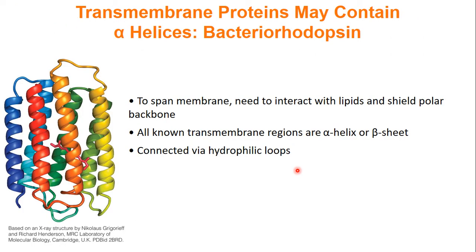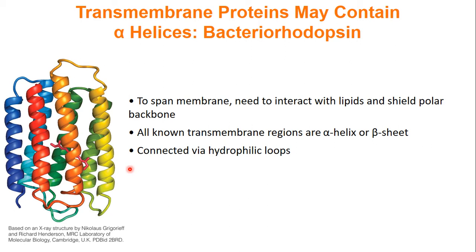Now, to go through the membrane, you usually have some type of secondary structure because you need to interact with the lipids while shielding your polar backbone. Remember, the backbone is made of an NH and a C double bond O. These are polar molecules, and so they're not going to want to interact with the lipid tails. They want to hydrogen bond. And so to go through the membrane, all transmembrane regions that we know of so far are either going to be an alpha helix or beta sheet, and they're going to connect through these hydrophilic loops.